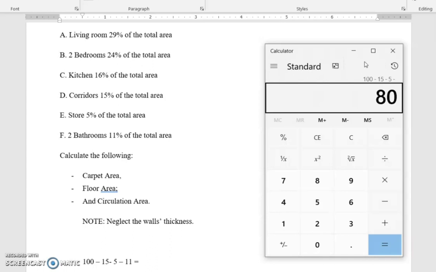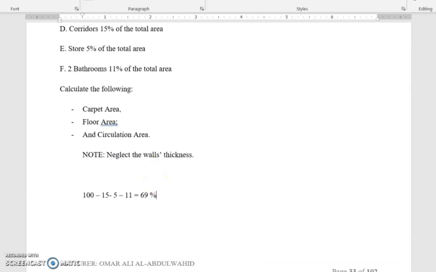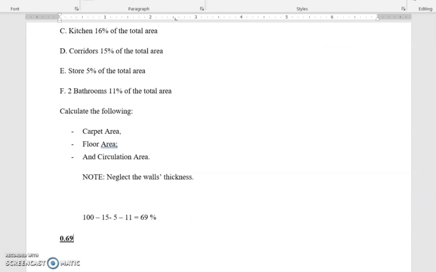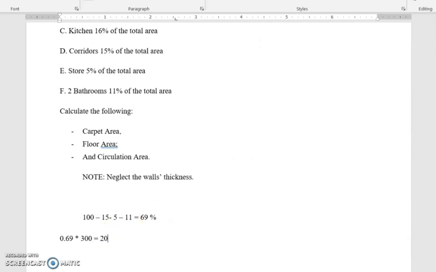100 minus 15 minus 5 minus 11, 69. Okay. So this is percent. This is the remaining percentage of the carpet area. So this is the carpet area 69%. It will be multiplied, 69% into 300 equals 207.